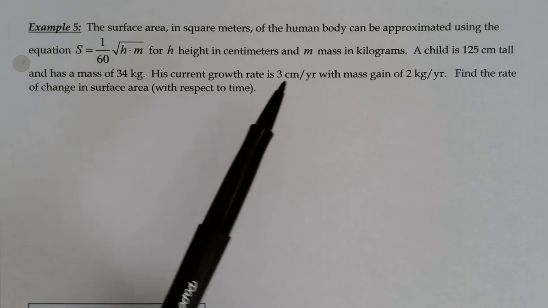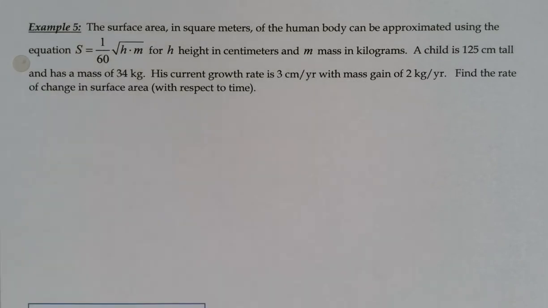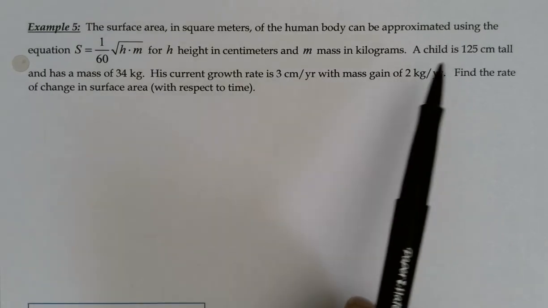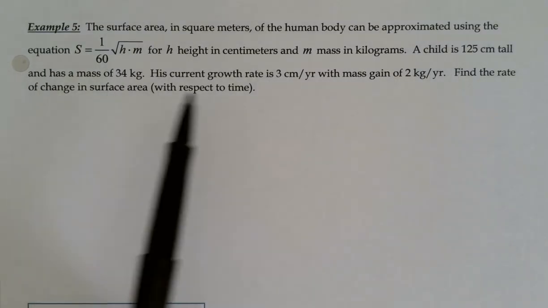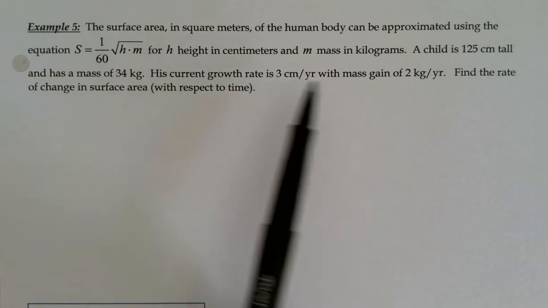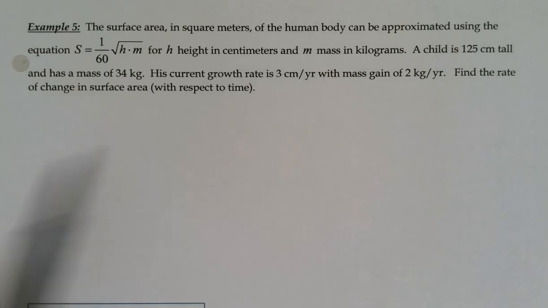If you're watching this in fall of 19, it accidentally said weight, but weight is not measured in kilograms. It should say mass. So a child is 125 centimeters tall and has a mass of 34 kilograms. His current growth rate is 3 centimeters per year with mass gain of 2 kilograms per year. Find the rate of change in surface area.